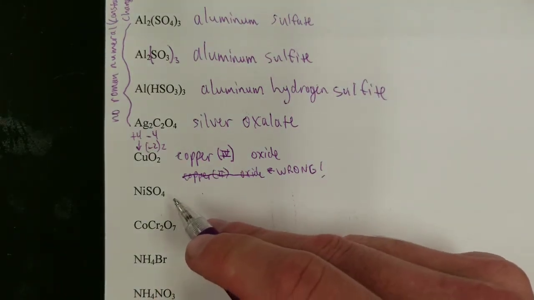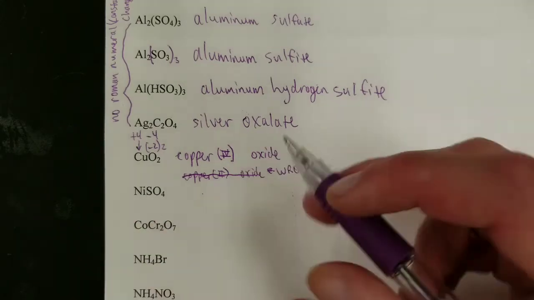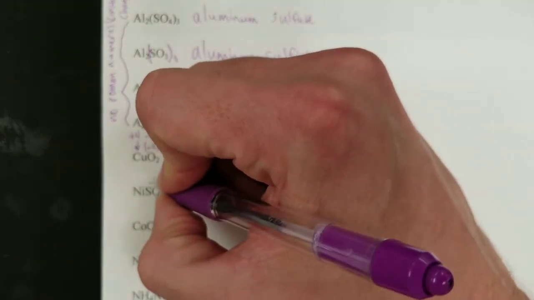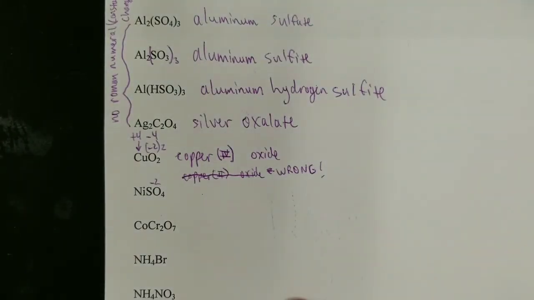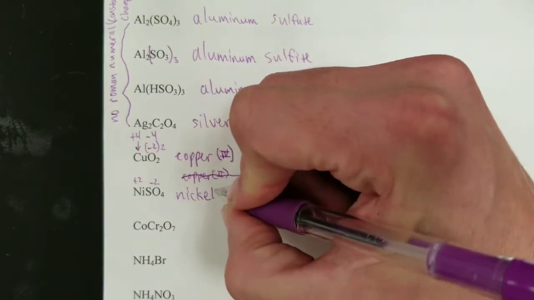Now, as for the next one, nickel and sulfate, because nickel is a transition metal with variable charge, we're going to have to figure out what it is. Sulfate's a -2, and there's one of them. So -2 must be balanced by a +2. Therefore, we're going to call it nickel 2 sulfate.